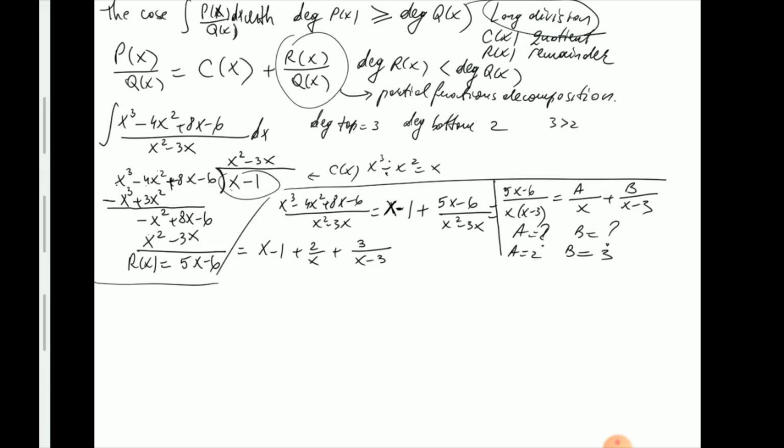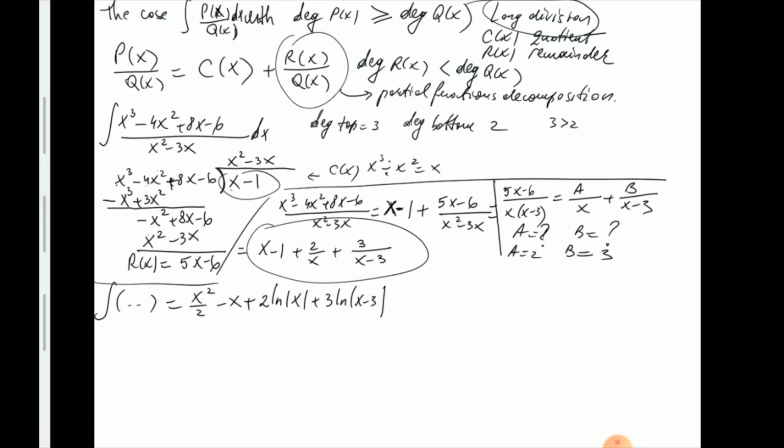So at this point, one can integrate the whole thing, right? So the integral of the original fraction would be, for the portion of the quotient, that's just the power rule, x squared over 2 minus x. And then the rest of it is just like before, combination of logarithms, 2 ln of x, 3 ln of x minus 3, plus a constant c.